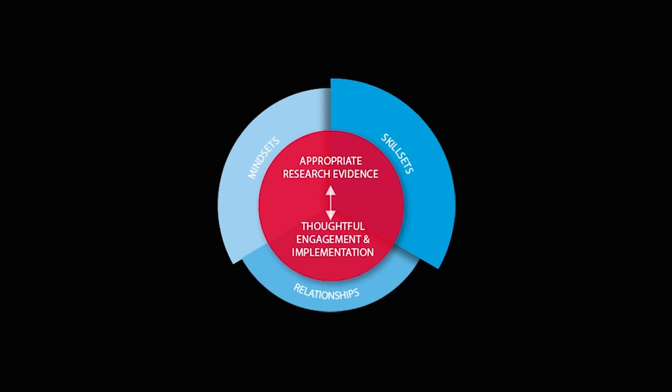And then surrounding that in blue are the three individual enabling components. And these highlight how research use involves not only skills and knowledge, skill sets, but also attitudes and dispositions, mindsets, and social interaction and collaboration, relationships. So using research well is not just technical, it's also emotional and relational.